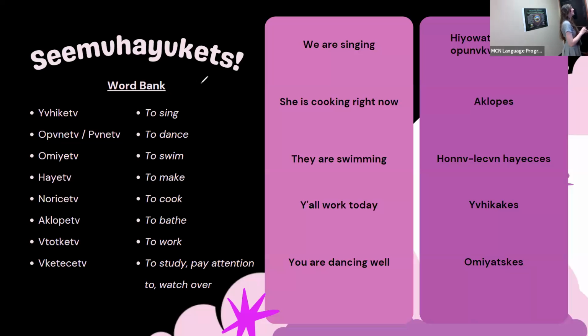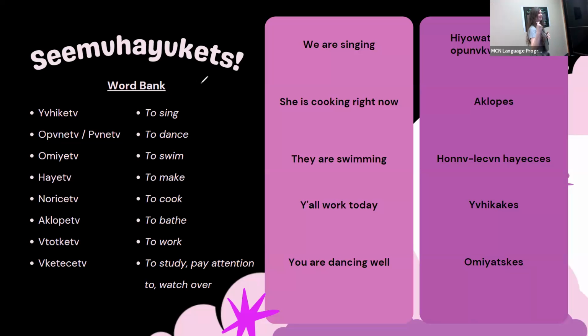Okay, so, Sam Mahaya gates, which we know what that means, right? Practice, and a gates is let's, so let's practice. So on the left is our word bank. I'm going to read out the word bank. Repeat after me. Yahegida, to sing. Obanida, to dance.